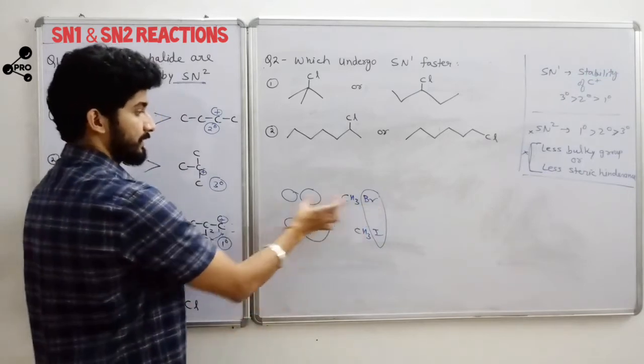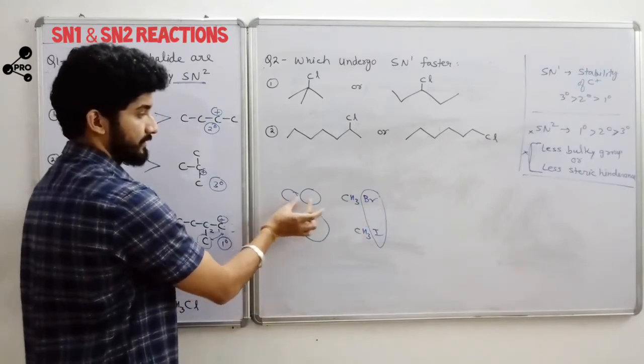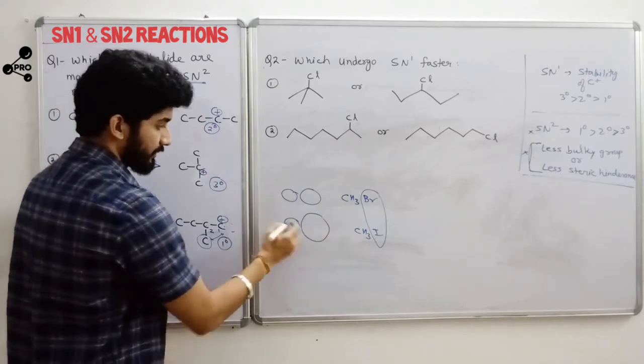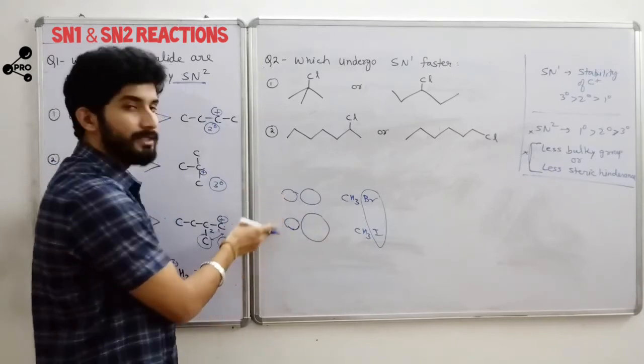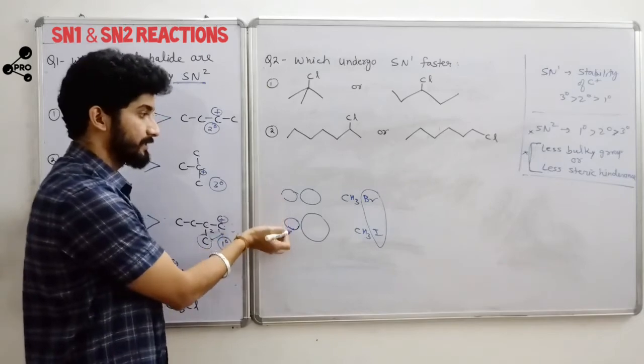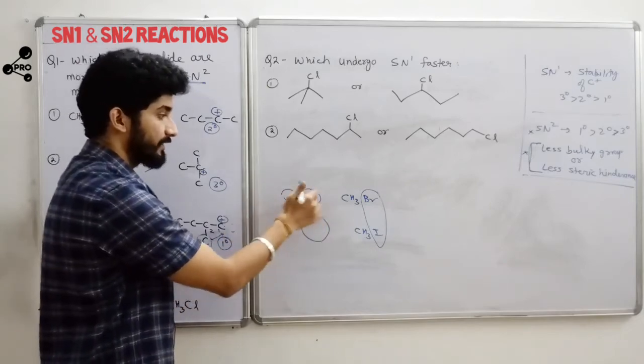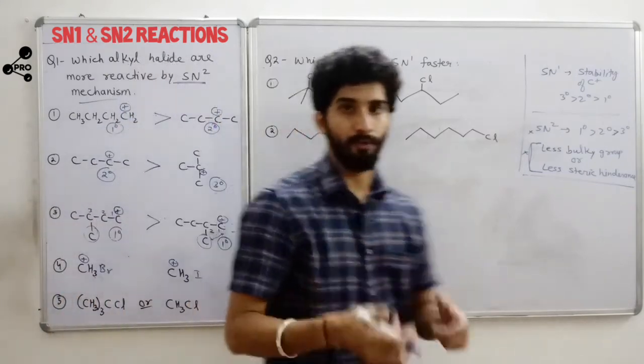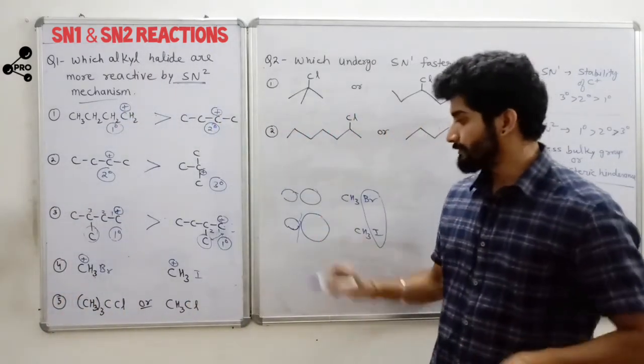So this is CH3Br. This is CH3, this is Br, and this is CH3I. What we are observing is that the methyl group is common in both cases and has the same size, but if we compare the size of bromine and iodine, iodine is much bigger. Therefore this bond is weaker.